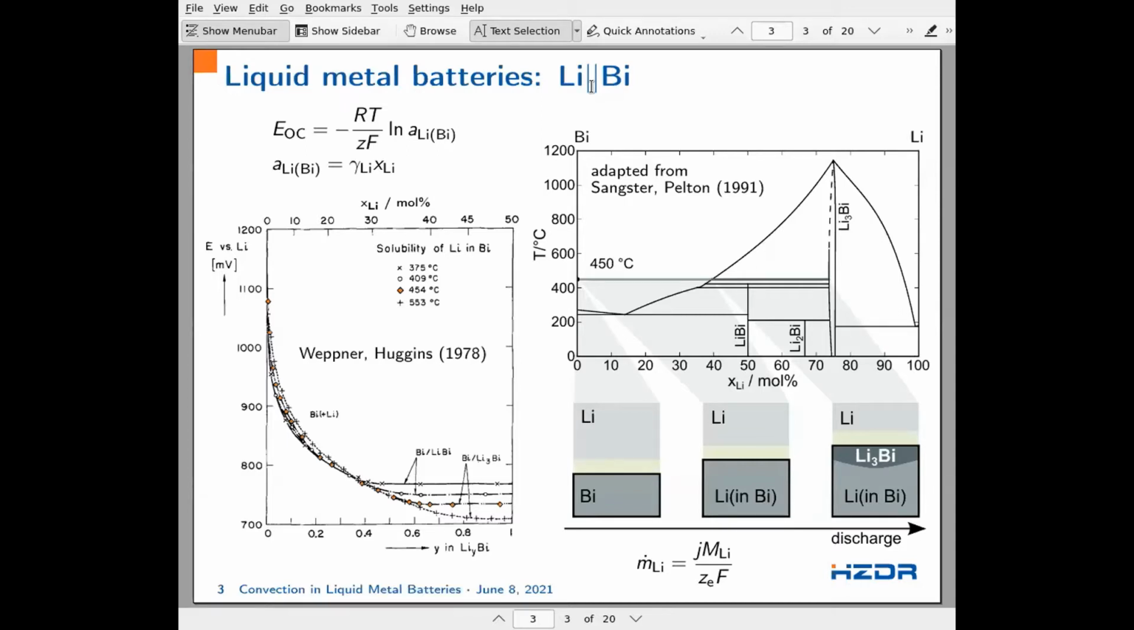They measured that there is a relatively steep decrease of the open circuit voltage in the one-phase regime. On the right-hand side is the phase diagram. So as long as you're in one phase, the open circuit voltage decreases proportional to the negative logarithm of the activity of the lithium in the bismuth. And then when we come into the two-phase regime, we have a stable open circuit voltage of around 750 millivolts.